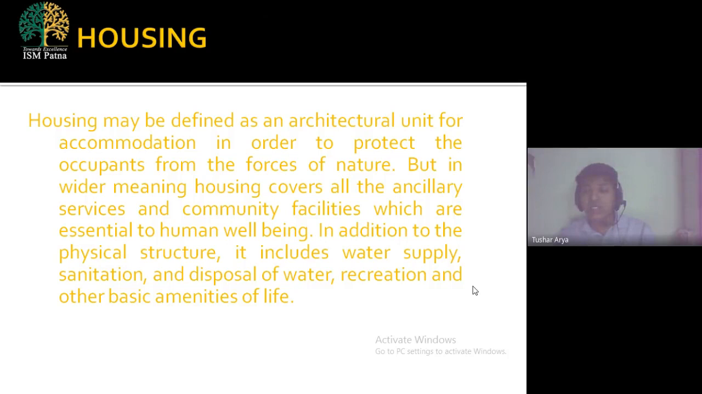It means it's not an architectural unit, because here we are using the terminology architectural unit, which means a thing made according to a plan. But their houses are not made according to a plan. It is just a use and throw place. Once again, they will be made to vacate by the government, and they will move to another place. All those people are facing the problem of shelter, the problem of housing.